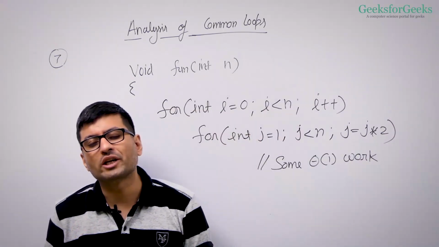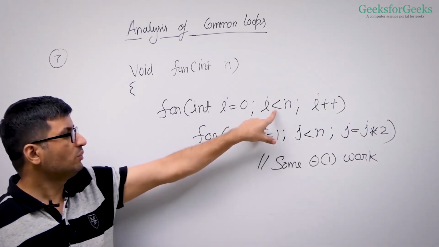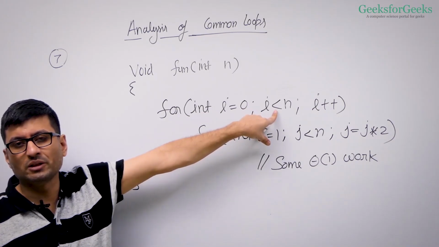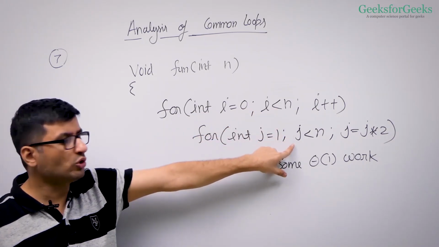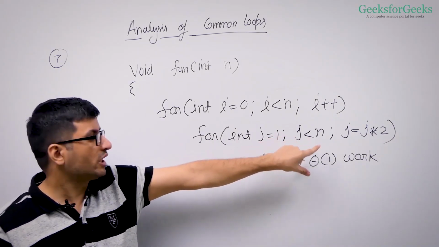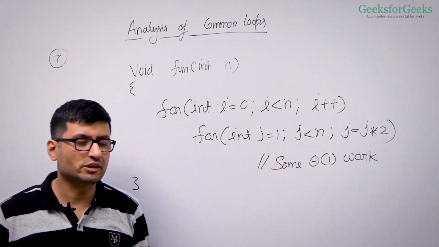Let us now take a look at this nested loop example. We have an outer loop. How many times is this loop going to run? It's going to run theta n times, right? How many times is this loop going to run? It's going to run theta log n times, right? Because we do j equal to j into 2. We have talked about its analysis.